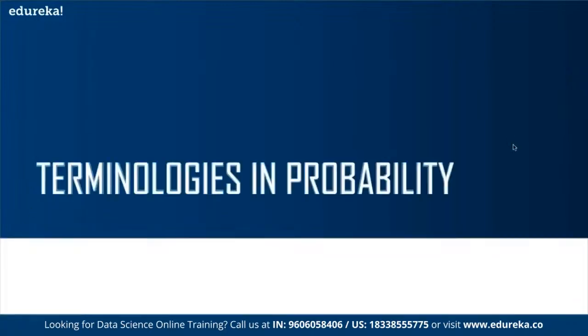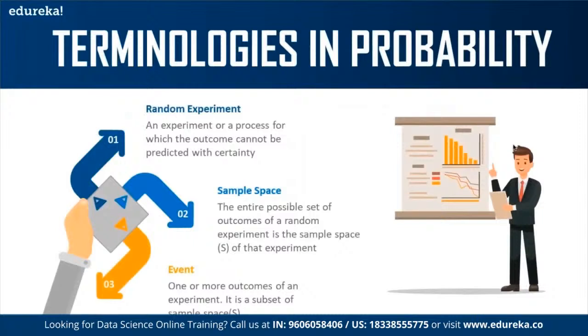And in terms of the common terminologies we use in probability, we have random experiment, we have sample space, and then we have events. A random experiment is simply a process where the outcome cannot be predicted with certainty, right? Then we have sample space and event. Suppose the entire possible set of outcomes is the sample space for that particular experiment. Whereas an event is one or more outcomes of an experiment, a subset of a given sample space, which is denoted as S here.